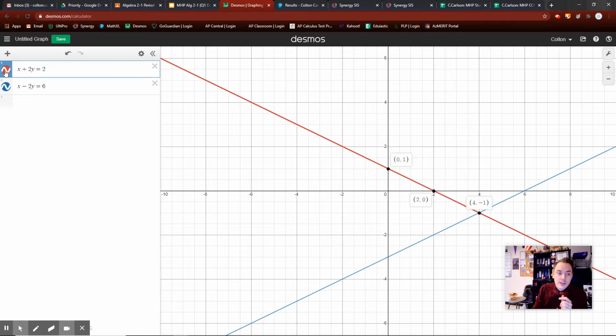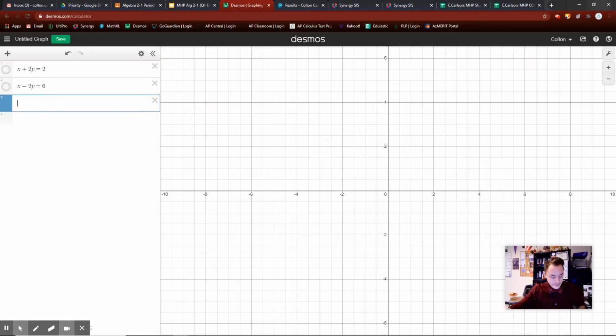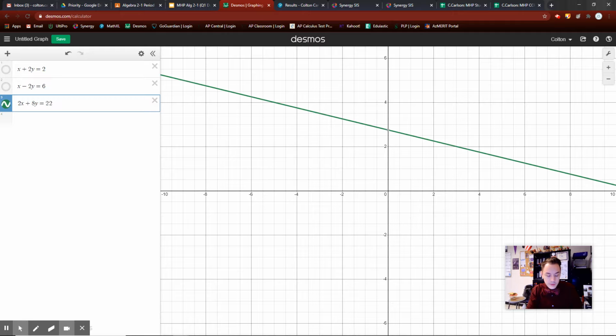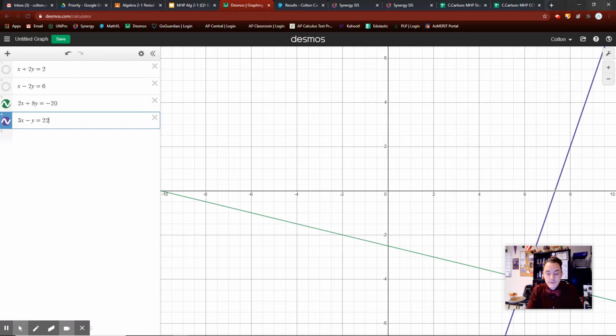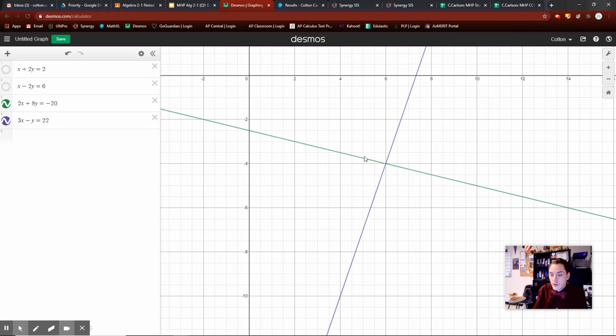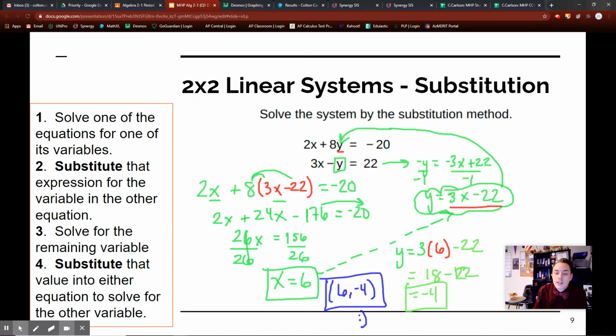So let's turn off these. Let's type in 2x plus 8y equals 22, negative 20. That's my first one. And then the next one I had was 3x minus y equals 22. That was my second one. So let's see what they have here. So I go over here, and now if I press, and voila. Okay, that is exactly what we got. 6, negative 4. So what we had right here, 6, negative 4, just algebraically.